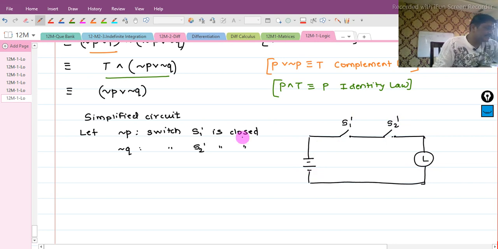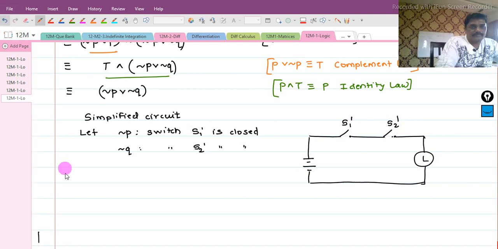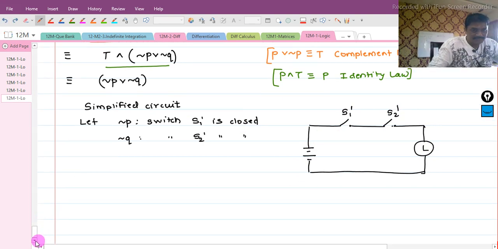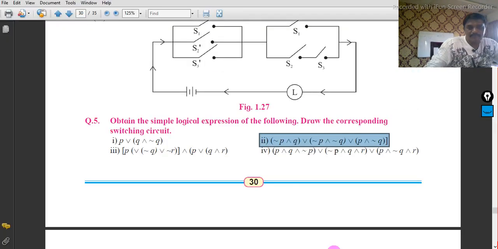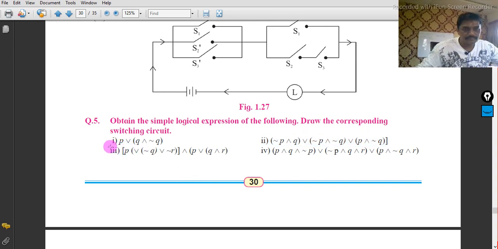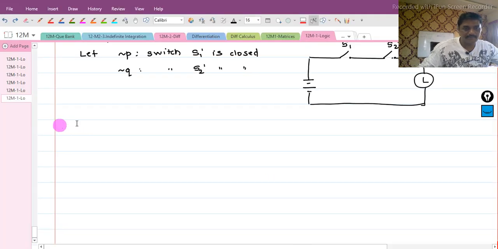That's it. Is this clear to all? Any doubts about that? चलिए आगे बढ़ते हैं. We'll go for the next question. Question number 3. सेम टाइप, इसी टाइप का क्वेश्चन है.